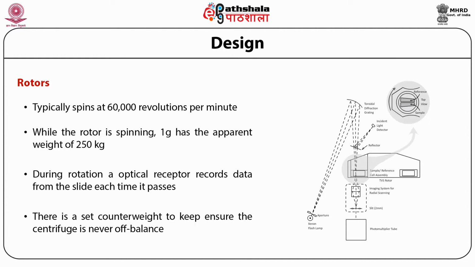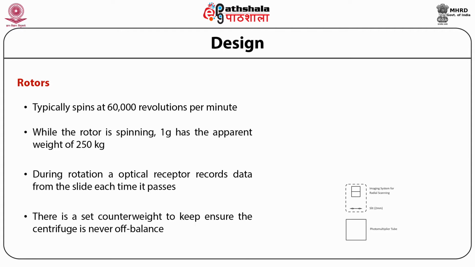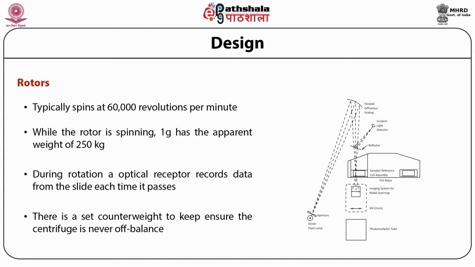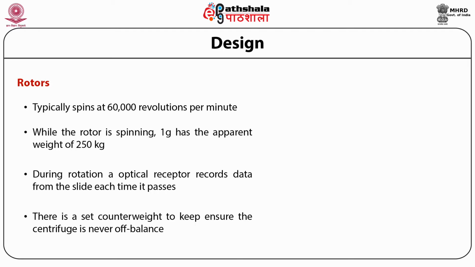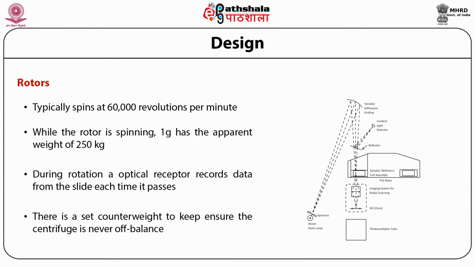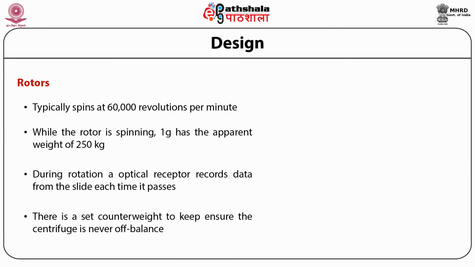So first we discuss the rotor. The rotor of an analytical ultracentrifuge must be capable of withstanding enormous gravitational stresses. A typical ultracentrifuge rotor generates a field of 250,000 G at a very high speed of 60,000 rpm.